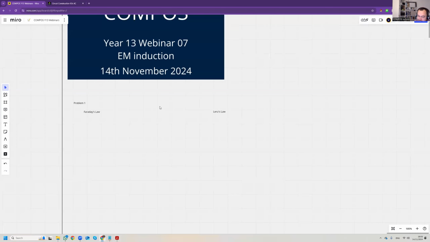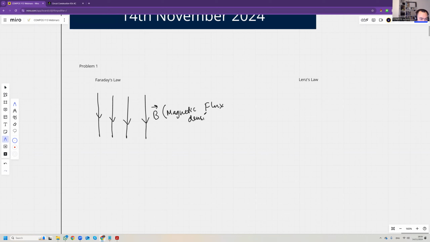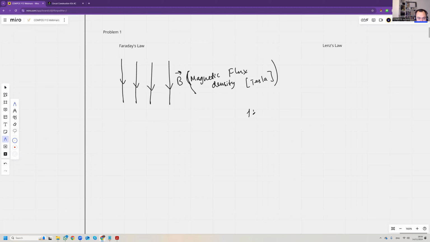So we'll start with Faraday's law, and we'll start with something that is called the flux, the magnetic flux. So if you have a magnetic field, let's say you have a magnetic field, and its direction is down, B. B is sometimes called the magnetic field strength. That is incorrect. It's magnetic flux density, and it's measured in Tesla. So 1 Tesla is a very strong magnetic field, just for reference.